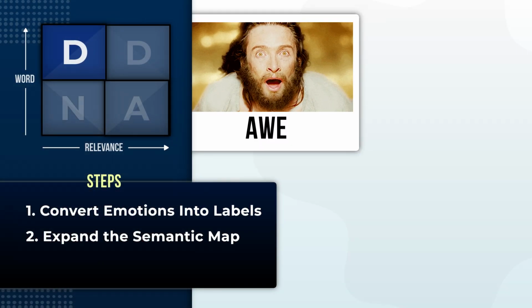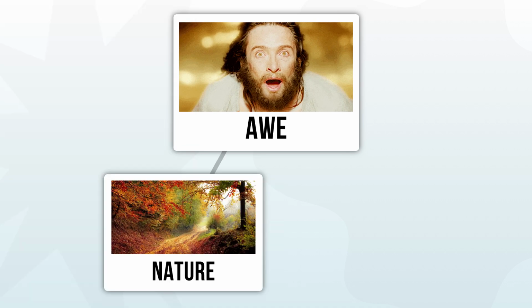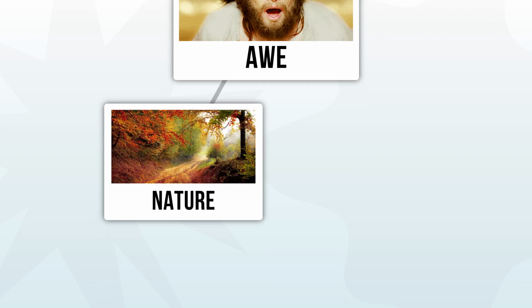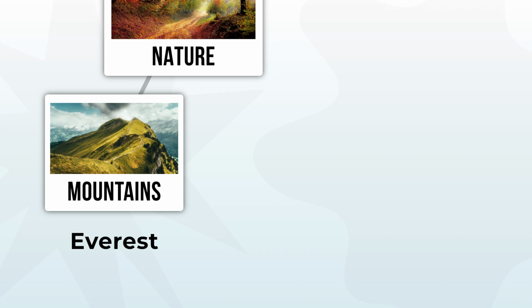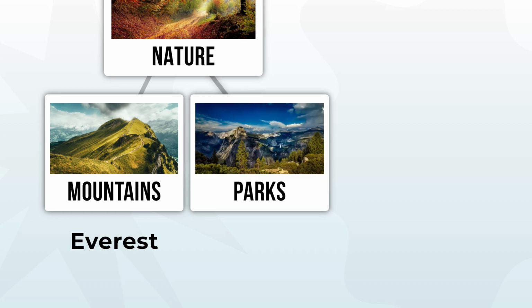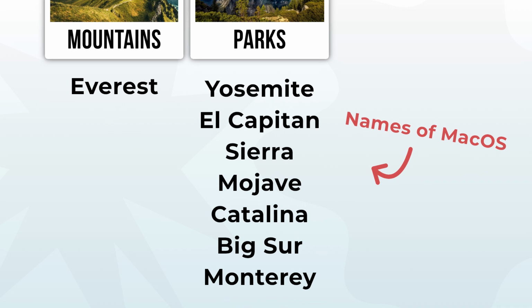Next, expand the semantic map. What are some contexts in which somebody might experience awe? Maybe nature? What aspects of nature? Maybe mountains? Which mountains? Perhaps a very tall mountain like Mount Everest? So Everest could be a potential name. Other contexts of nature might be national parks, and I'm guessing that's why Apple names all of their operating systems after national parks and other specific landmarks. These names communicate the awe that they want users to experience while using their products.